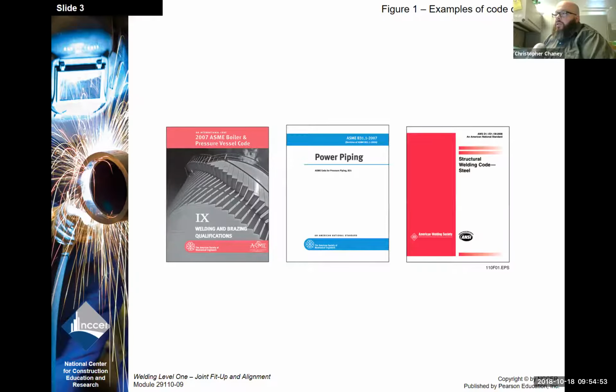Okay, here's an example of some different codes that are out there. The one on the left is the ASME Section 9, which is the boiler and pressure vessel code. And then the ASME B31.1 is power piping. And then the one on the right is AWS D1.1.